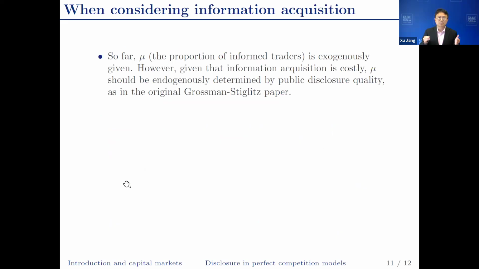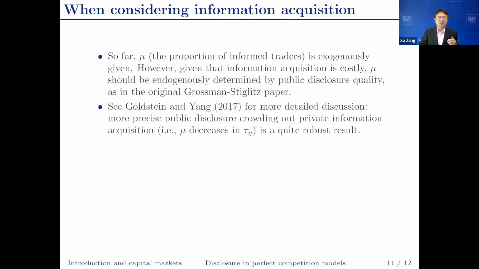So far, the proportion of informed traders, mu, is exogenously given. However, if you assume that information acquisition is costly, then this mu would be endogenously determined by the public disclosure quality. And Gao and Liang basically show that more precise public disclosure is going to crowd out private information acquisition, which means mu is going to decrease in public disclosure quality. And this turns out to be a quite robust result.